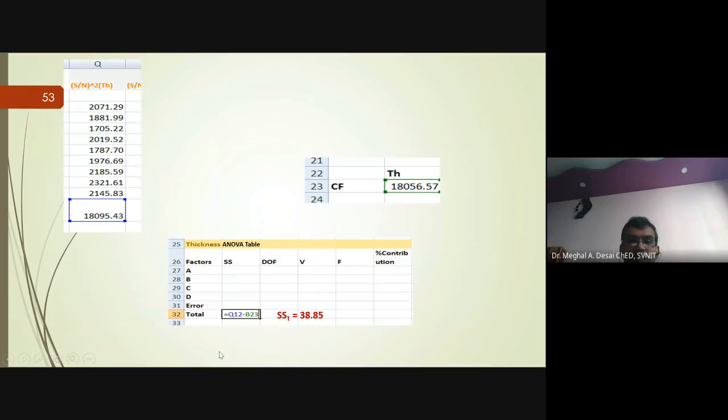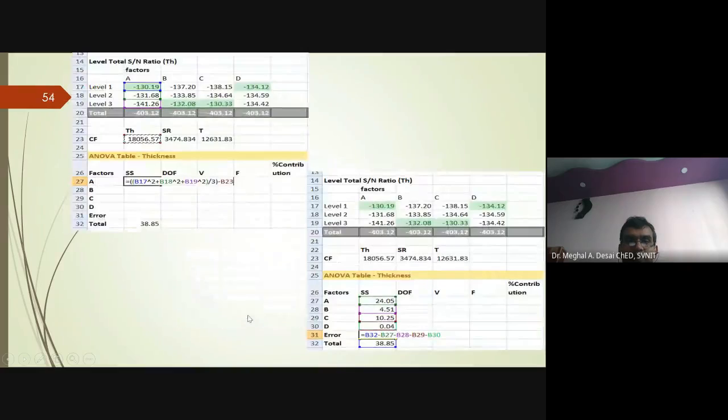Now I will make one table where sum of square, degree of freedom, variance, everything is required. Now I know the equation. I have found the total of signal to noise ratio square. I have found the correction factor. The difference between these two will easily give me the total sum of square or variation. So it is simple, a difference between these two values.